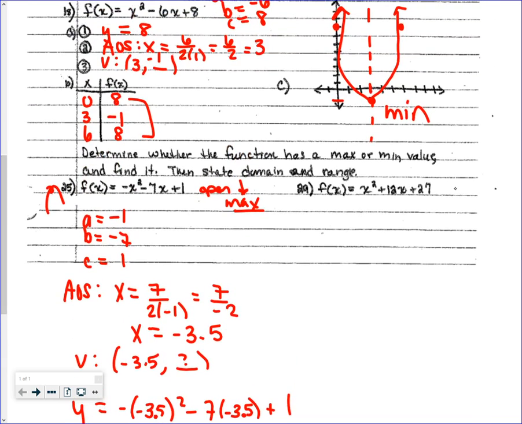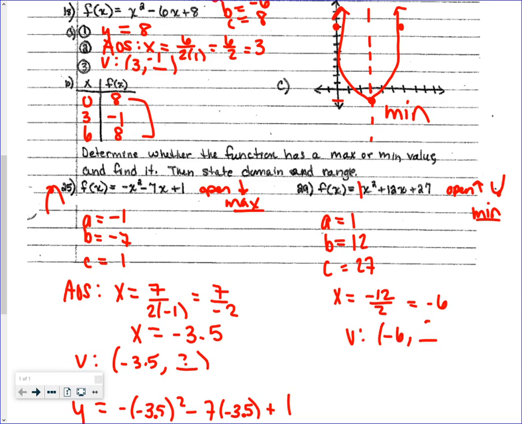Is this going to open up or down? It's a positive 1, so up. So is that a max or a min? A min, right? I'm going to do everything I did before. What's A? 1. What's B? 12. What's C? 27. So x equals negative b over 2a. Do you guys get that I got negative 6? Okay. I got to plug that back in to find the y of the vertex.